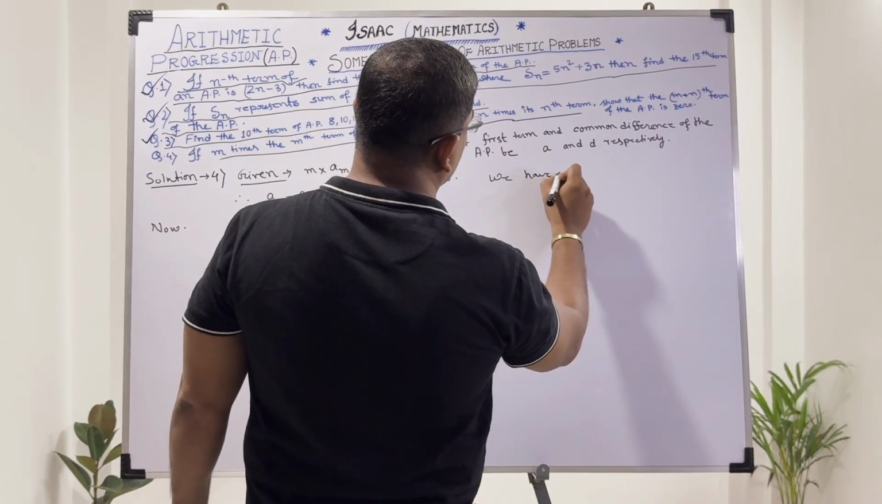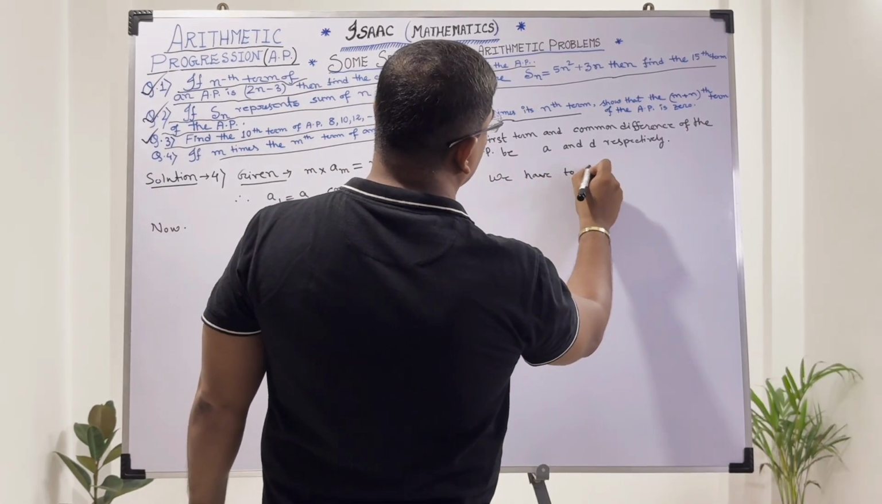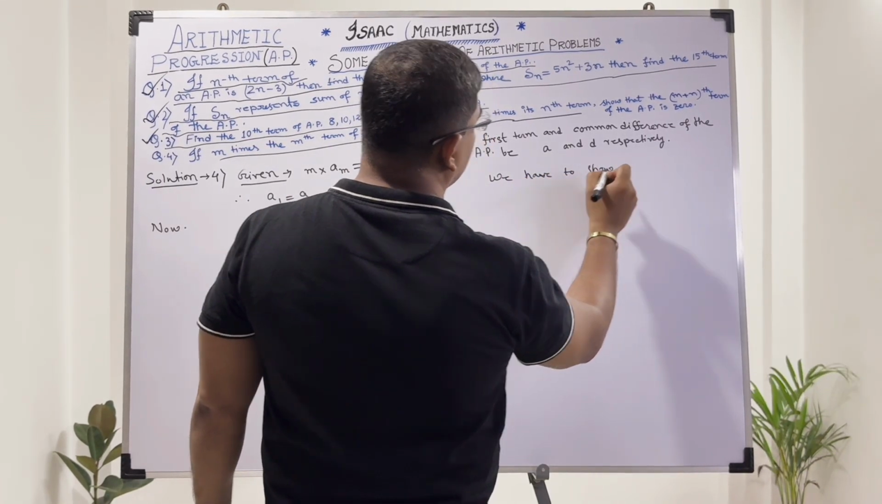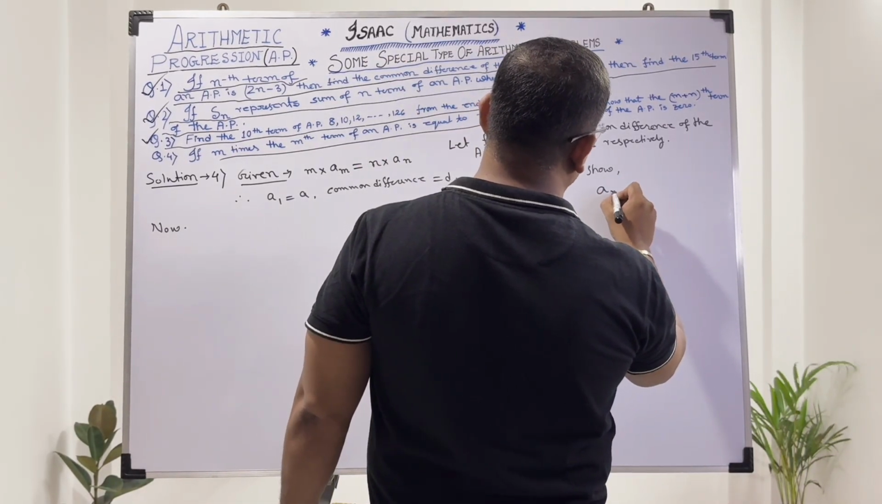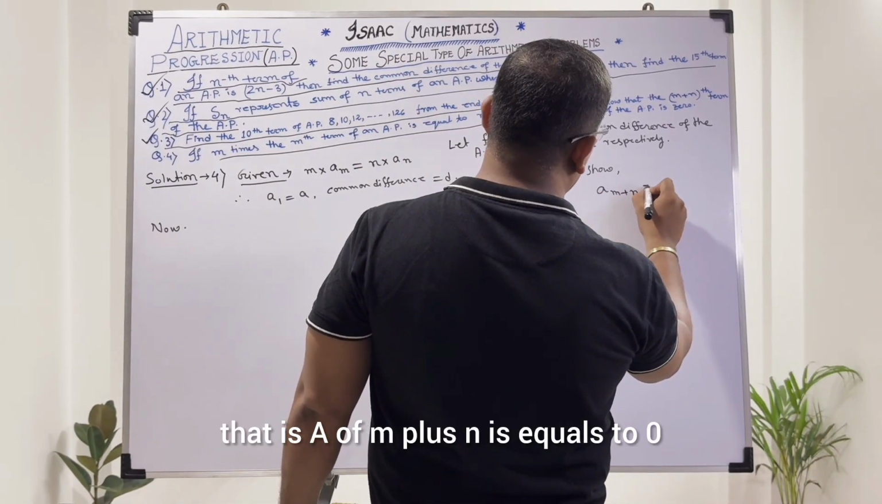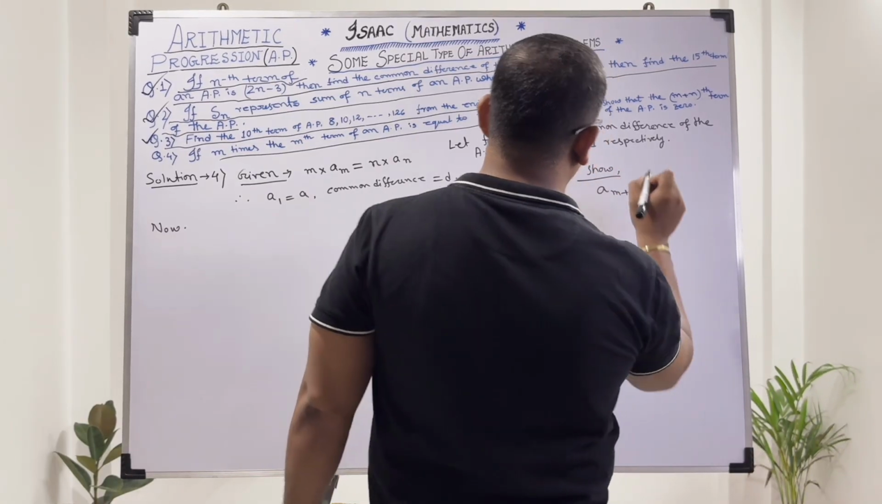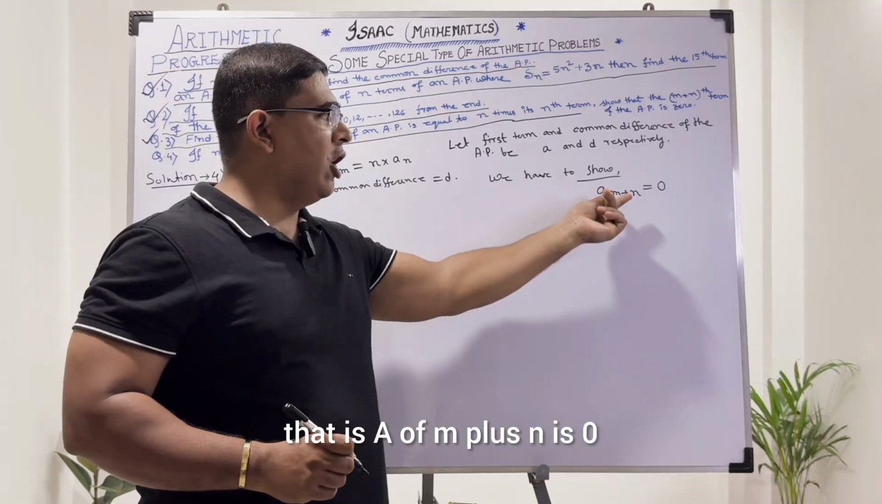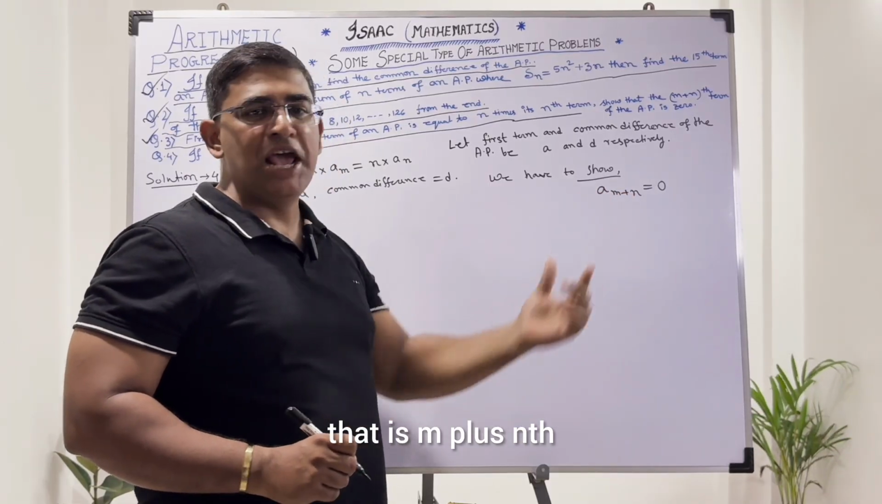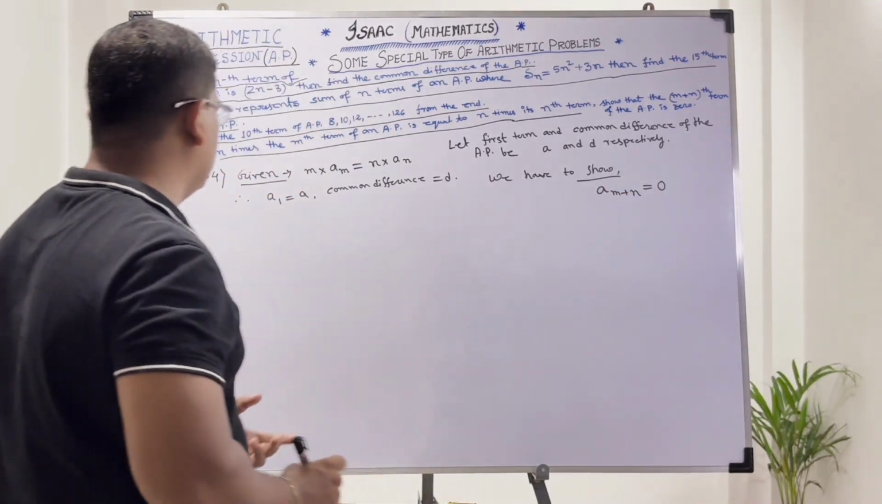Now we have to show its m plus nth term is 0. That is, a of m plus n is equal to 0. So we have to show this, that is, the m plus nth term of that AP is 0.